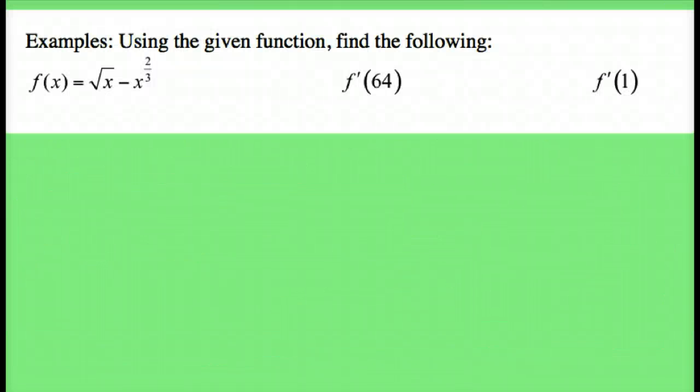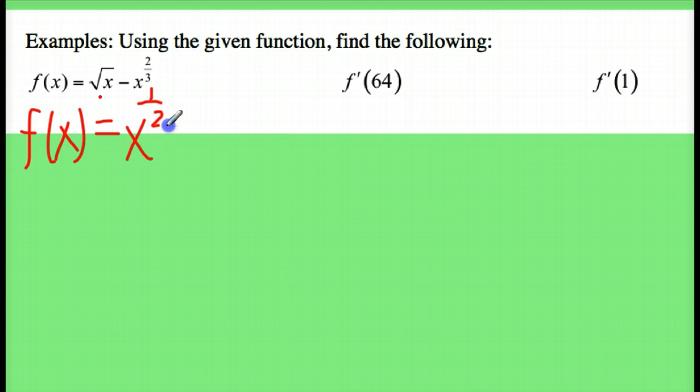So not only are we to find the derivative, but we have to plug in numbers to see what the derivative is actually going to equal. And once again, just as a reminder, the derivative is the slope of the tangent line at a certain point. So let's first find these derivatives. And as you can see, I have this radical x, so I'm going to rewrite this so I have an exponent. It gives me f of x is equal to x to the 1/2 minus x to the 2 over 3. And now I'm going to take my derivative.